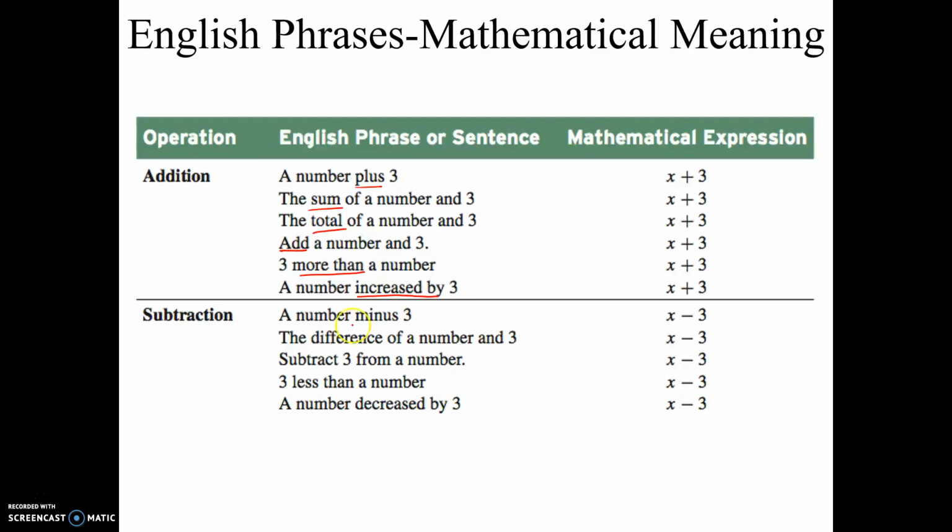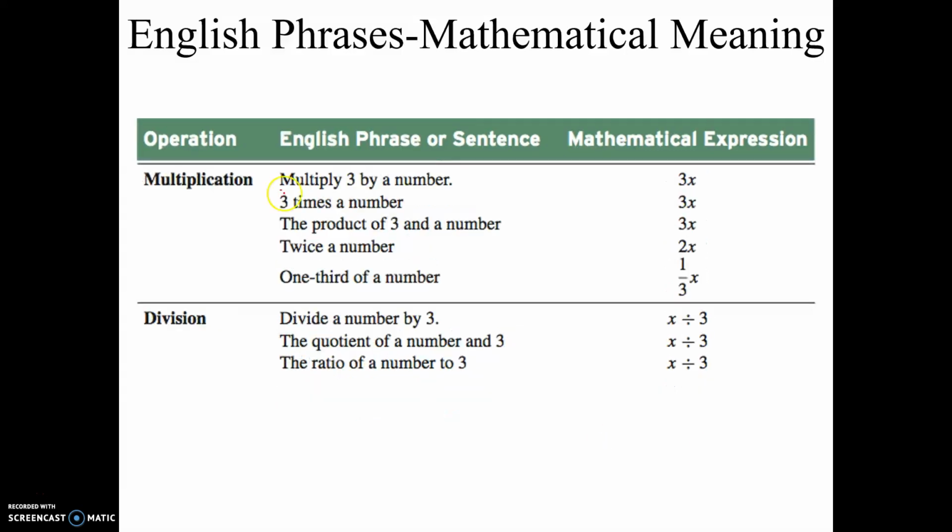Subtraction, we use the word minus, the word difference. Now, when it says subtract 3 from a number, that means we have a number and we're subtracting 3 from that number. So it's going to be x minus 3, not 3 minus x, because we're subtracting 3 from a number. Same thing with less than. When we see 3 less than a number, 3 is less than something, which means that number x is going to go first and 3 is going to be subtracted from it. Decrease by, all these represent subtraction.